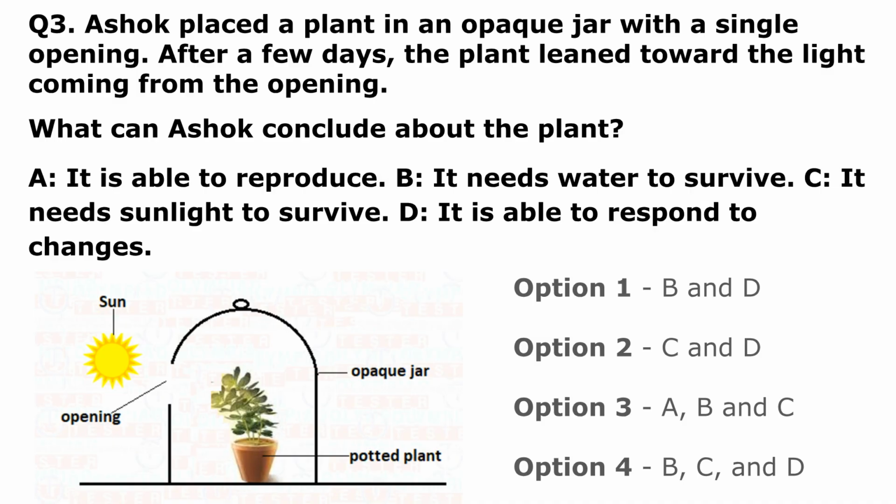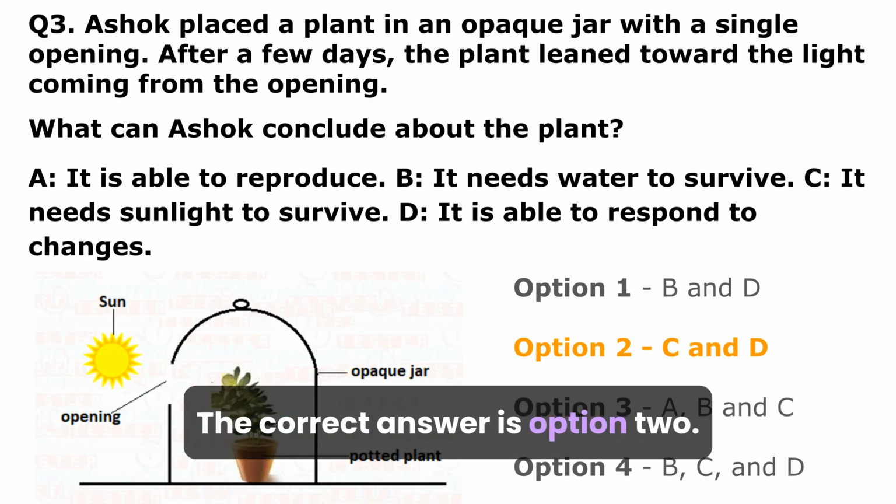Next question. Ashok placed a plant in an opaque jar with a single opening. After a few days, the plant leaned toward the light coming from the opening. What can Ashok conclude about the plant? The correct answer is option 2.